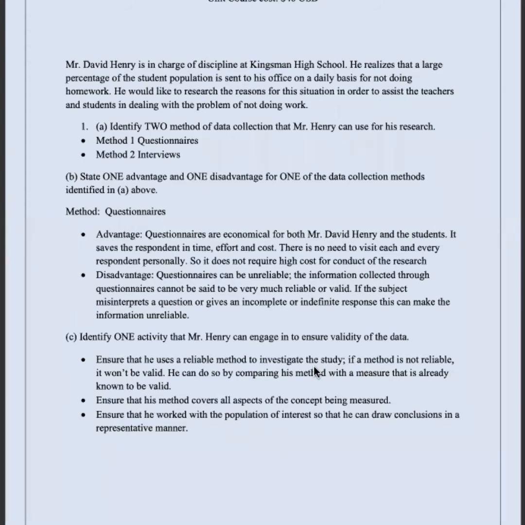Number one, Mr. David Henry is in charge of discipline at Kingsman High School. He realizes that a large percentage of the student population is sent to his office on a daily basis for not doing homework. He would like to research the reasons for the situation in order to assist the teachers and students in dealing with the problem of not doing work. And the first part of the question says, identify two methods of data collection that Mr. Henry can use for his research.